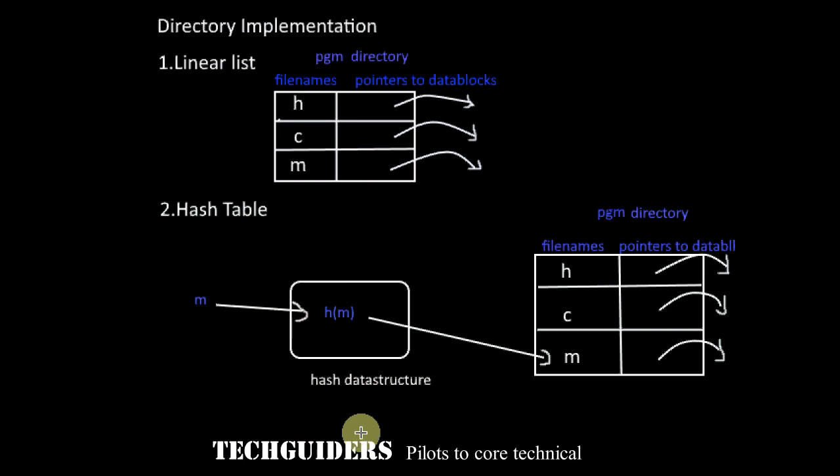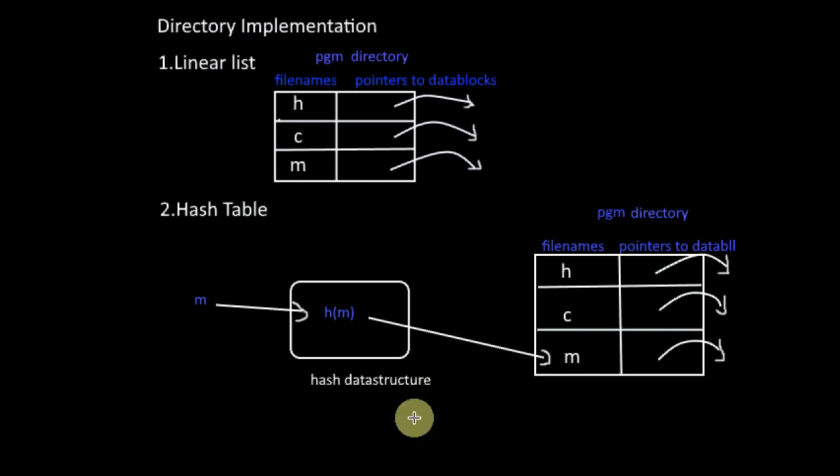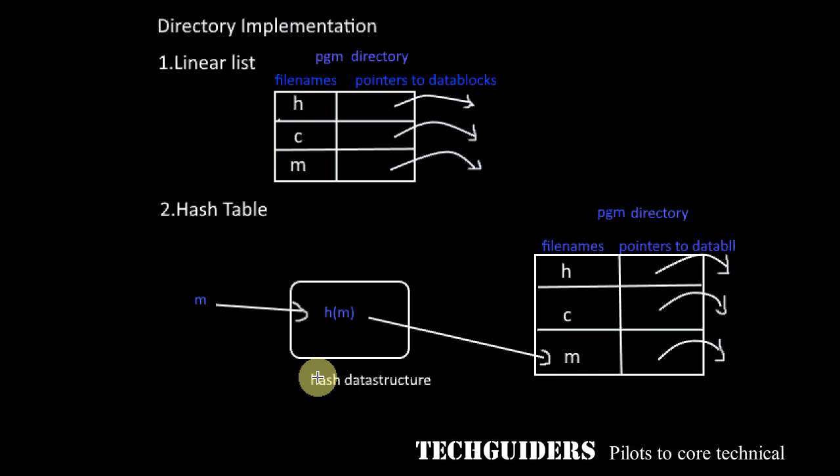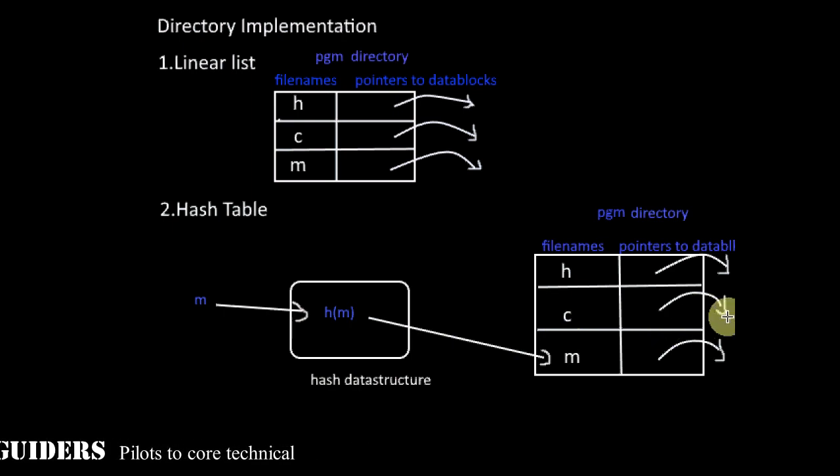There is a chance for collisions if more than one file name is mapped to the same location, and the size is fixed. So we may have to enlarge the directory hash table and reorganize all the entries with a new hash function. Otherwise, one other option is that each hash table entry can be implemented as a linked list to solve the collision.